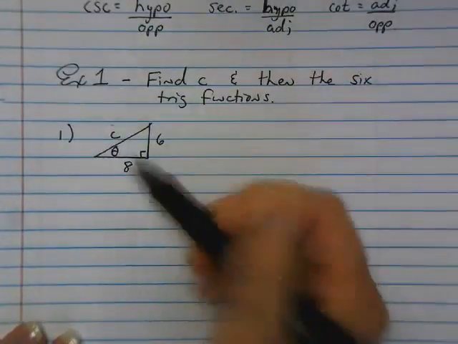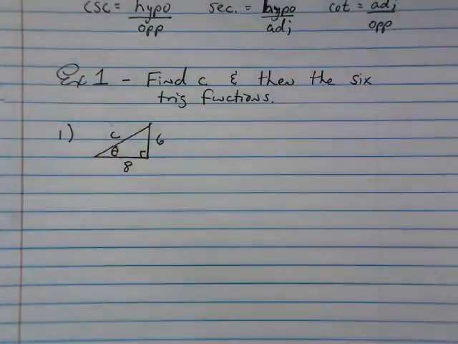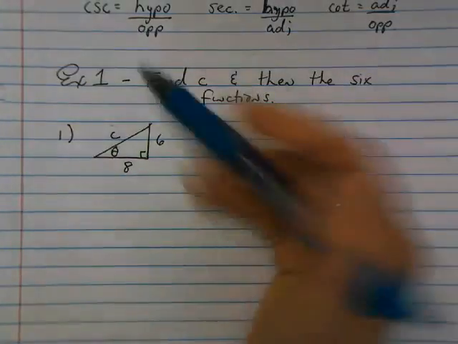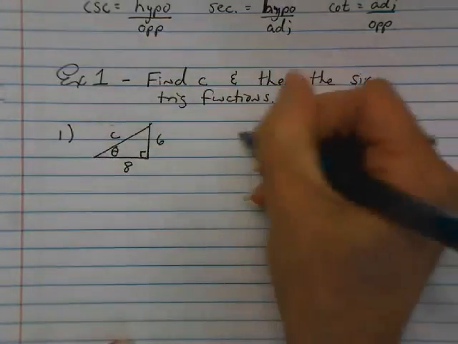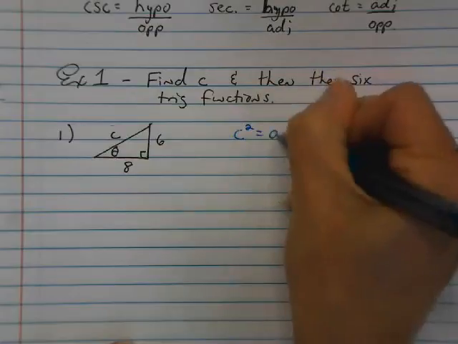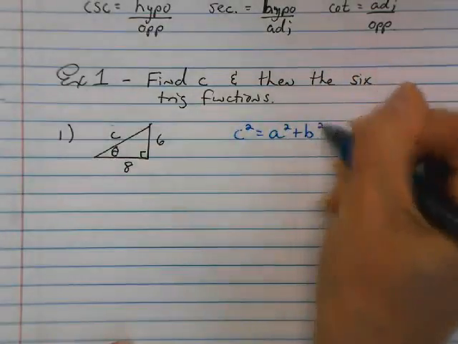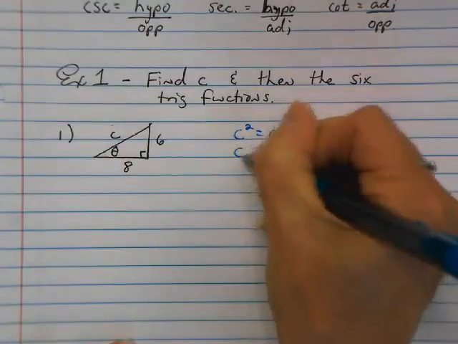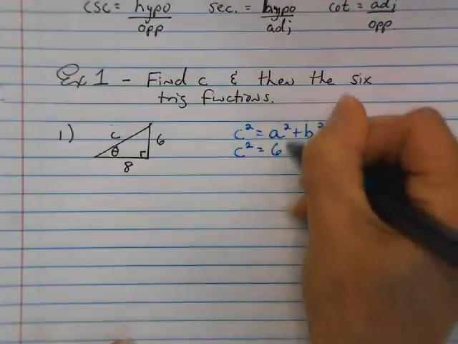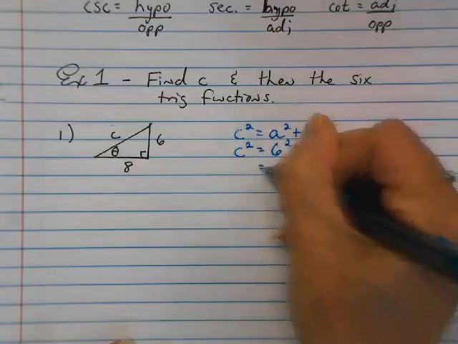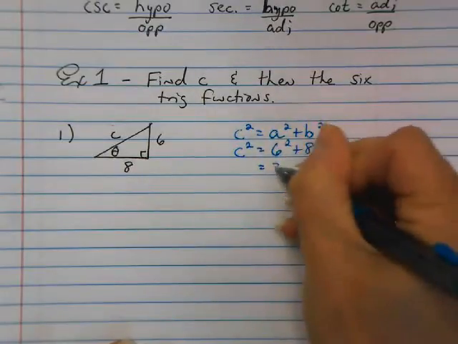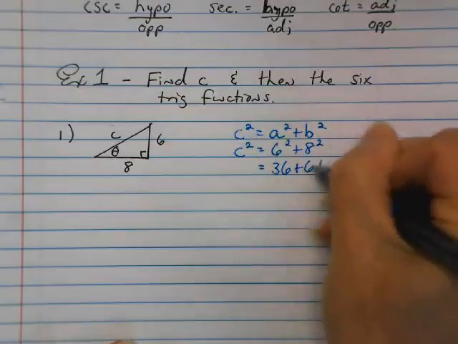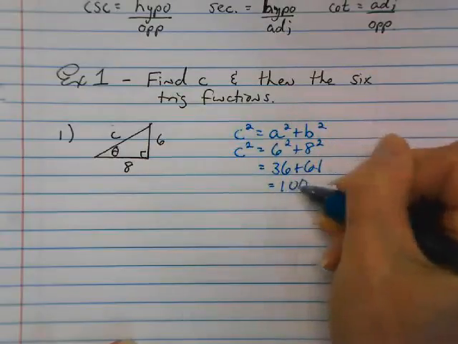Alright, so the first thing I need to do is figure out, well, how in the world are we going to find C? Well, it's a right triangle, correct? And I'm looking for a missing side. Hope you remember Pythagorean theorem, c squared equals a squared plus b squared. So c squared equals 6 squared plus 8 squared. So 36 plus 64 is 100, and the square root of 100 is 10.